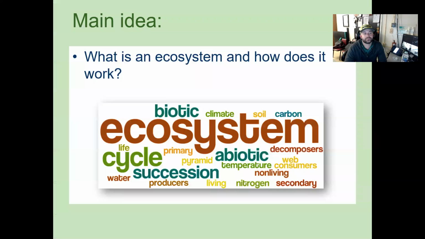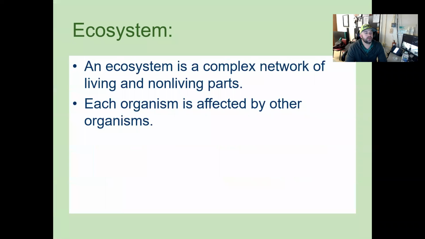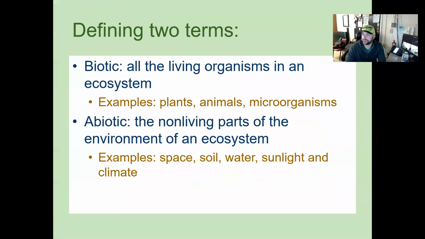Today I'm going to talk to you about what makes ecosystems work. So, what is an ecosystem and how does it work? An ecosystem is a complex network of living and non-living parts. Each organism is affected by other organisms.